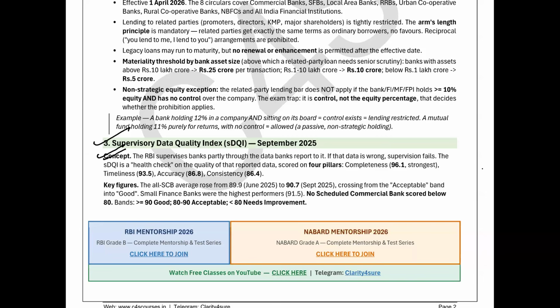It is connected. The RBI supervises banks, and the banks report data to RBI. If the data is wrong, supervision fails. I have told this multiple times in my Panchsutra class. The SDQI is a health check. ये क्या है? Please note it down.